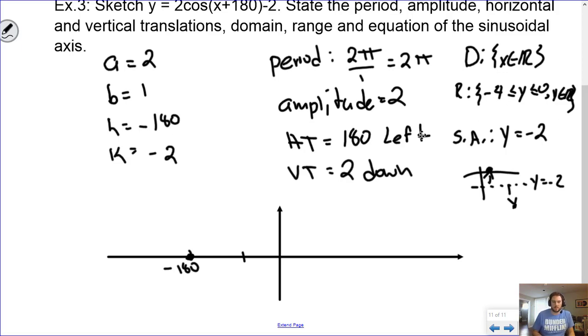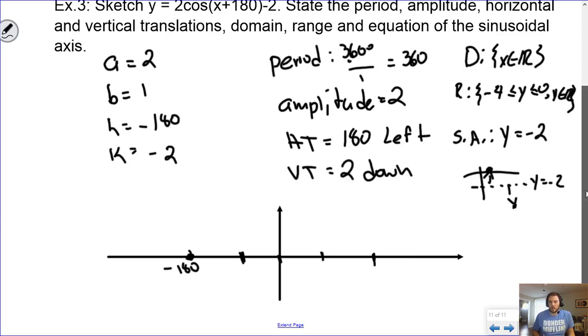And then my period is, I don't know why I put 2 pi for period. It should be 360, because we're talking about degrees here. So 360 degrees divided by 1 is 360. So we go from negative 180 to negative 90 to 0 to positive 90 to positive 180, and there's my full period, and then we just follow this pattern.